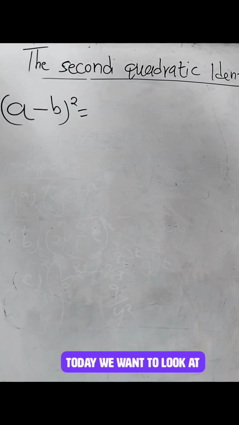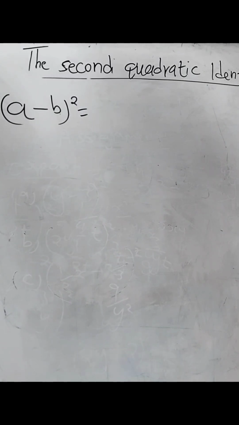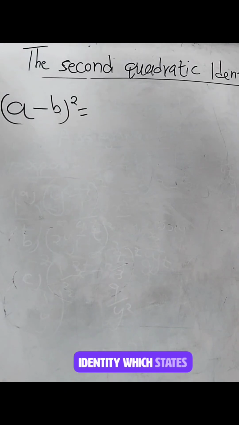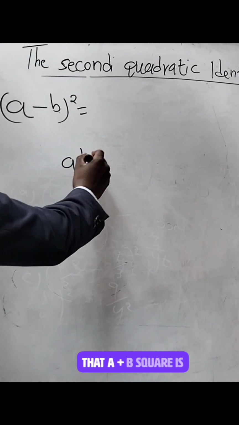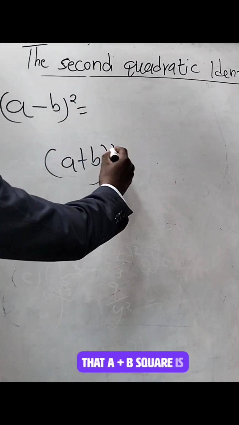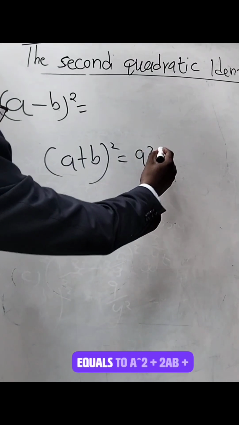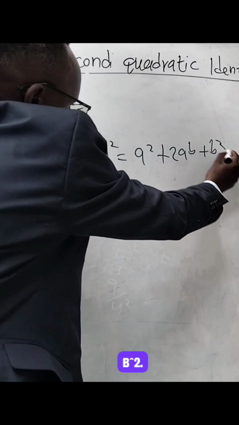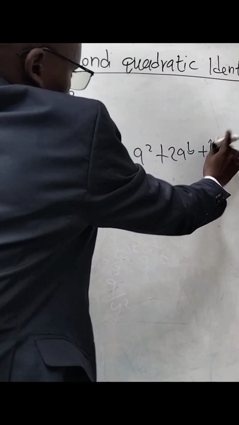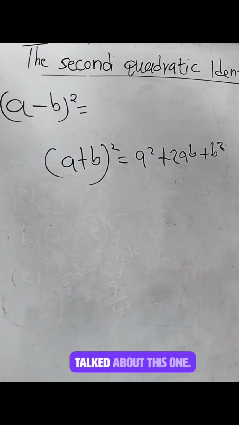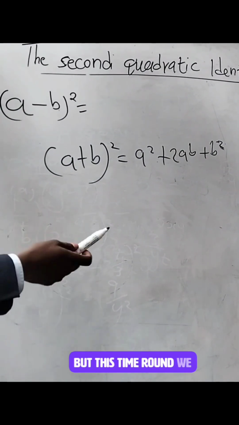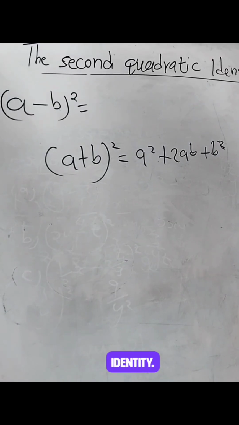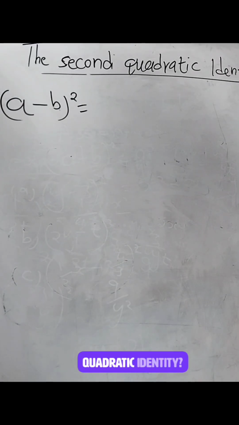Today we want to look at the second quadratic identity. The first time we talked about the first quadratic identity, which states that (a + b) squared is equal to a square plus 2ab plus b square. This time around we are going to discuss this second quadratic identity. Why is it important to discuss the quadratic identity?